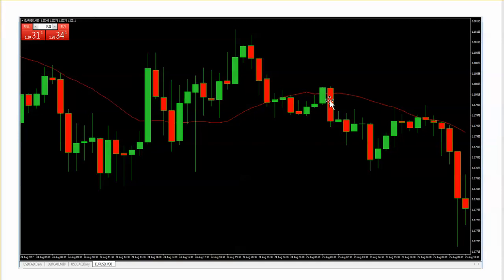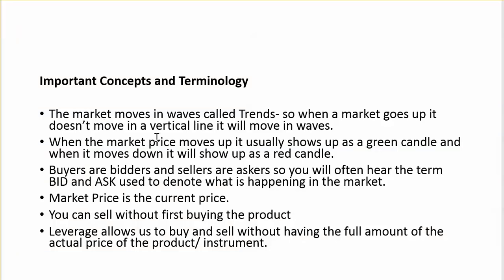This red line, I'll just quickly tell you, it's called a moving average. Don't worry about that for now. We'll get into something like that later on in the challenge. Okay, guys? So let's have a look where we are. Where we are now, we're looking at some important concepts and terminology.